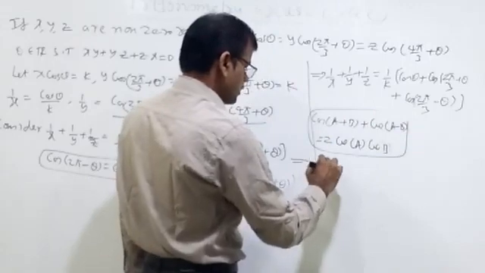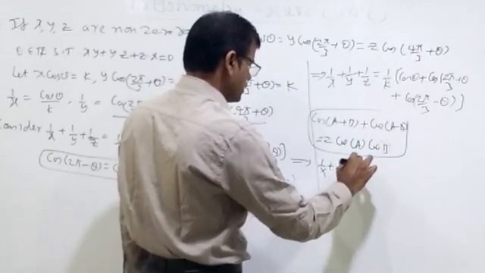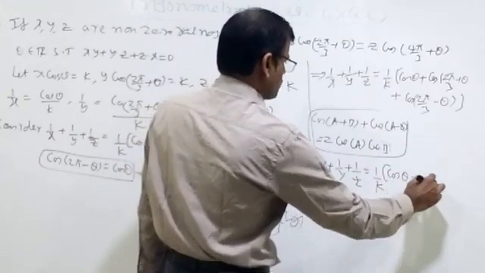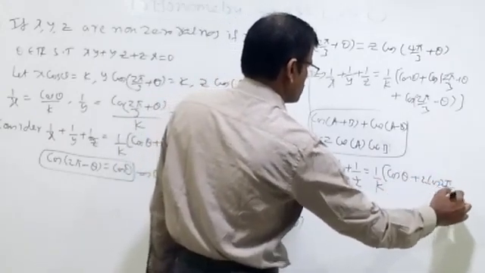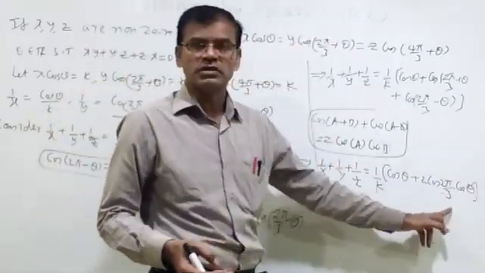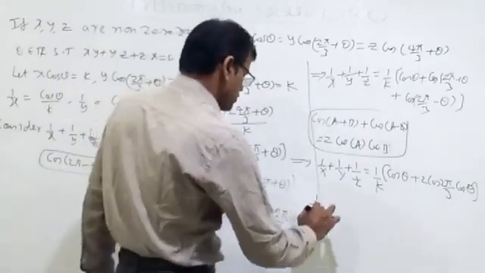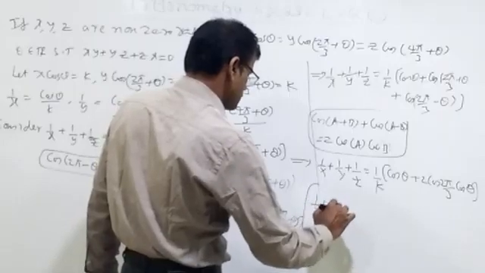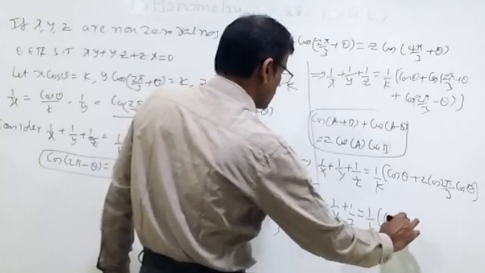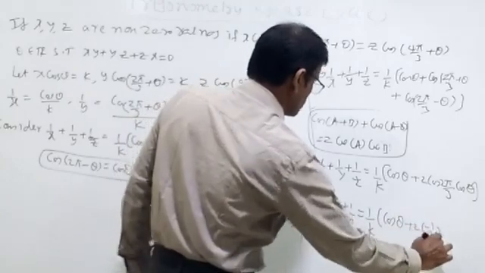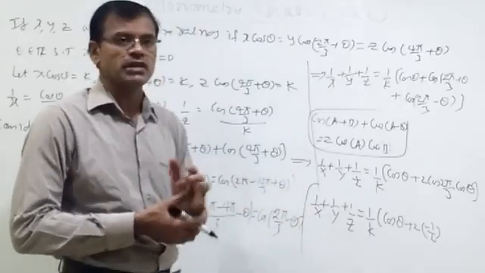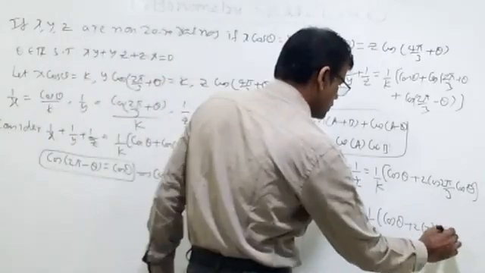That implies 1 by x plus 1 by y plus 1 by z is becoming 1 by k into, using the 2 cos a cos b concept here, you can write 2 into cos 2 pi by 3 into cos theta. So 1 by x plus 1 by y plus 1 by z is equal to 1 by k into cos theta plus 2 into, this is minus 1 by 2, since cos 120 is cos of 90 plus 30, which is minus sin 30, becoming minus 1 by 2. So minus 1 by 2 into cos theta.